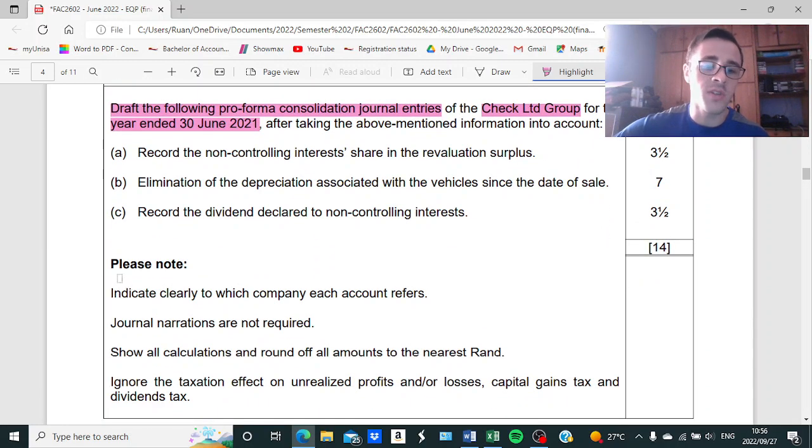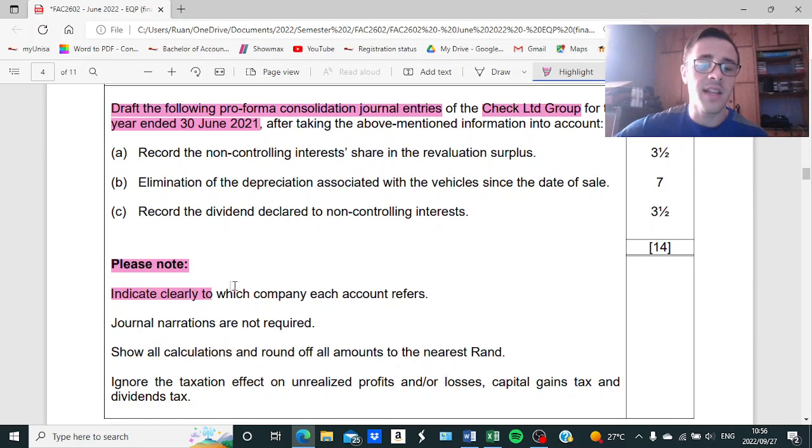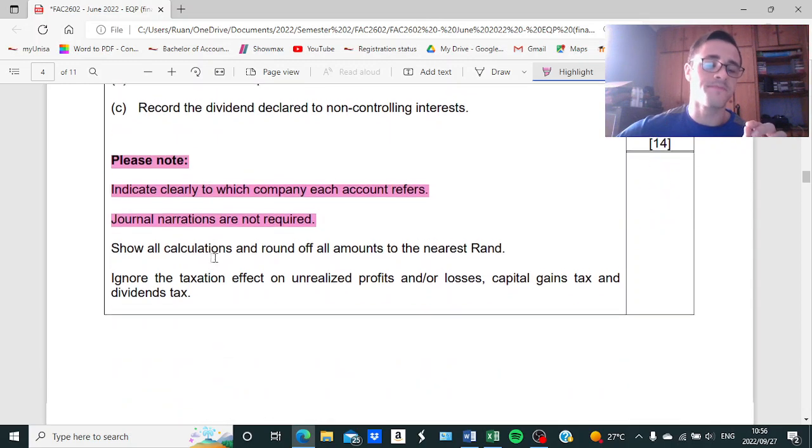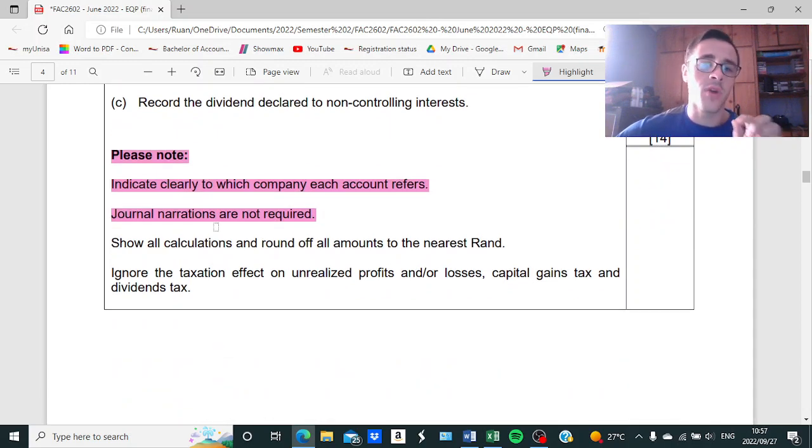And then also before we start, we need to note our please note section, or we have to pay attention to this section. We have to indicate clearly to which company each account refers. I was actually talking about the second point, the journal narrations. So in this question, they do not require you to give journal narrations, meaning that you do not have to explain your journal entries. You do not have to say, for example, that we are eliminating an unrealized profit, gain on sale of machinery. Okay, that's just an example.